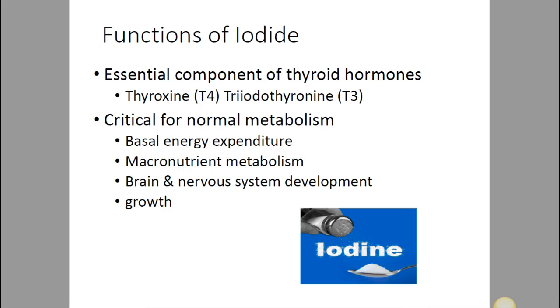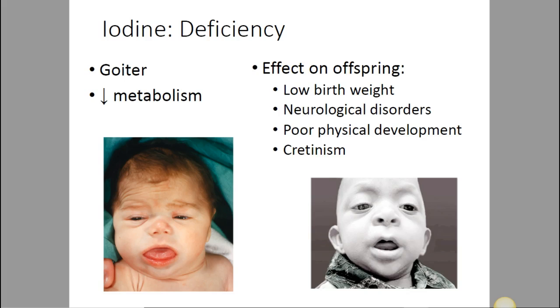Let's talk first about functions. Iodine is an essential component of thyroid hormones, and it is critical for normal metabolism. It's involved in basal energy expenditure, macronutrient metabolism, as well as the brain and nervous system development and growth.